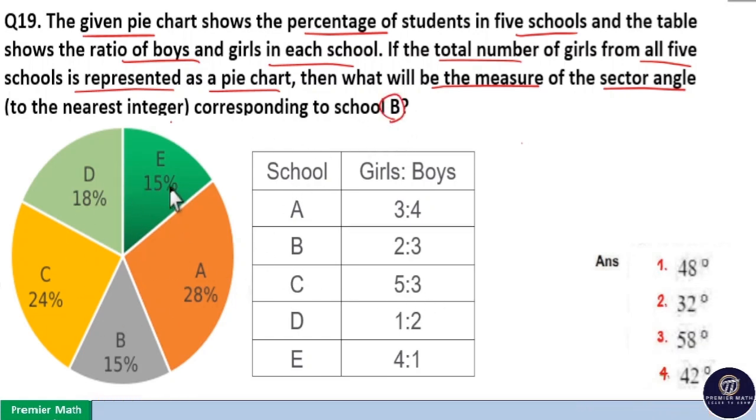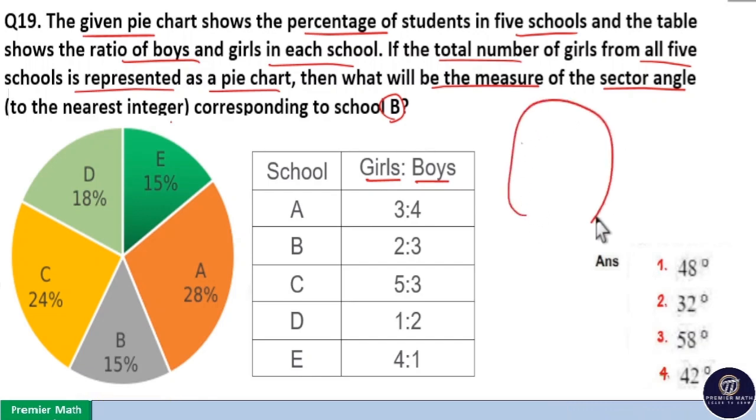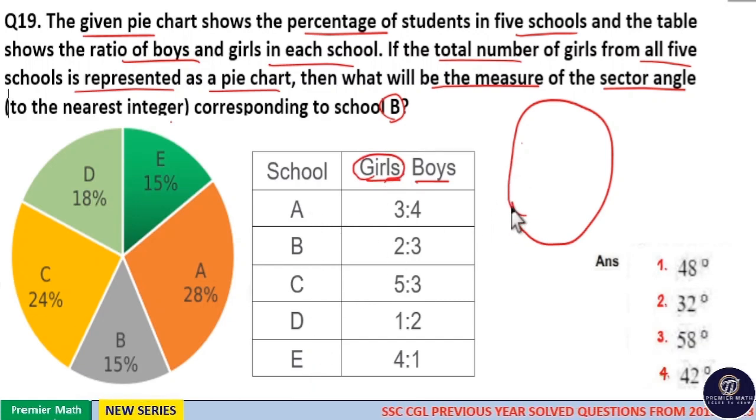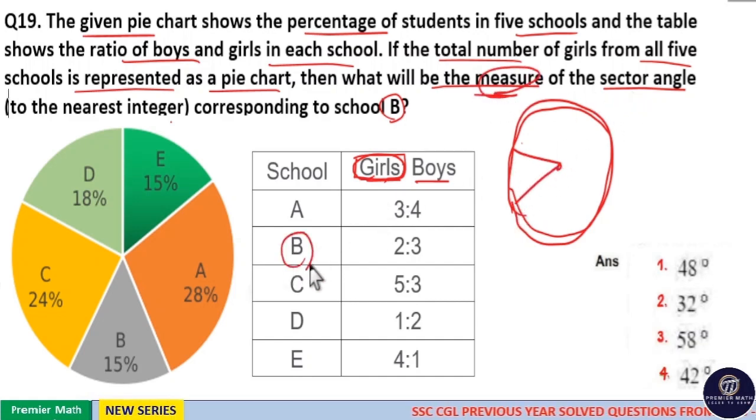Here, this pie chart represents percentage of students in 5 schools and this table shows ratio of girls and boys in 5 schools. Now we have to create a pie chart representing girls from these 5 schools. That is, we have to create a pie chart representing all these girls from 5 schools, and then we have to find out the measure of the sector angle corresponding to school B.